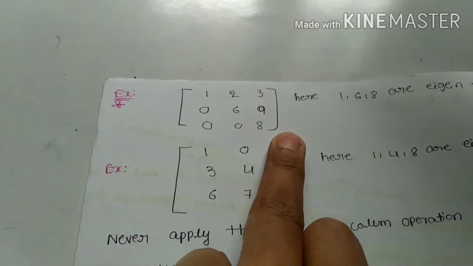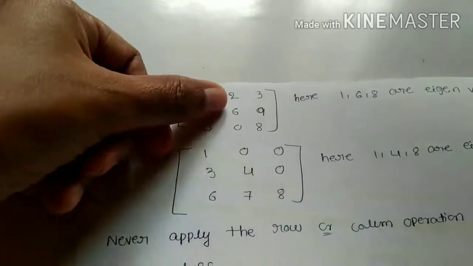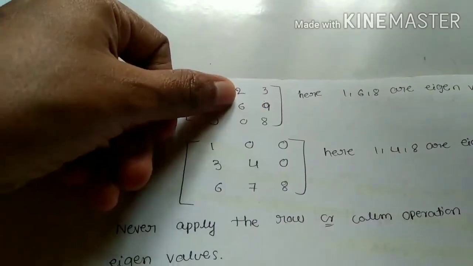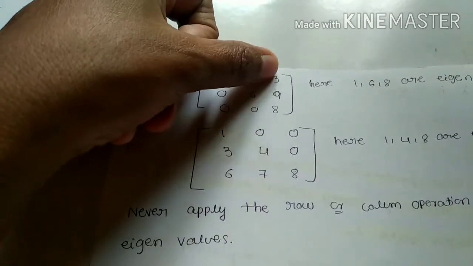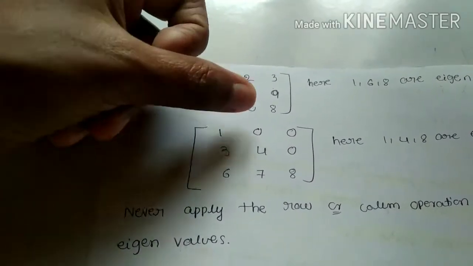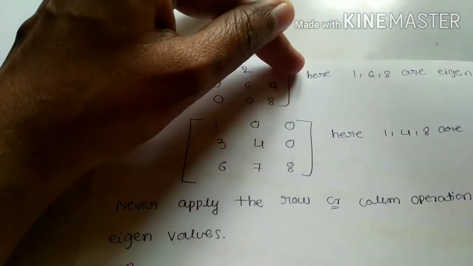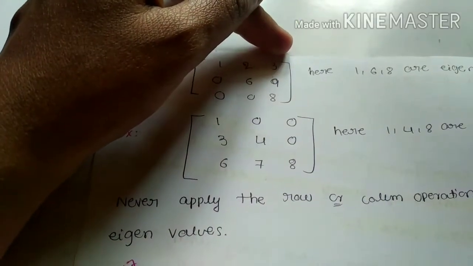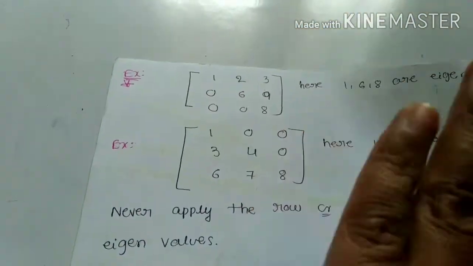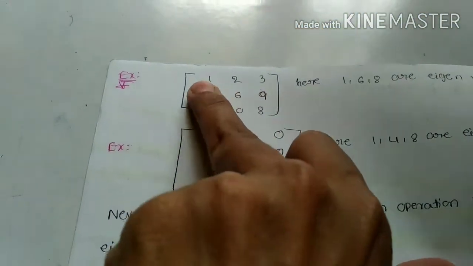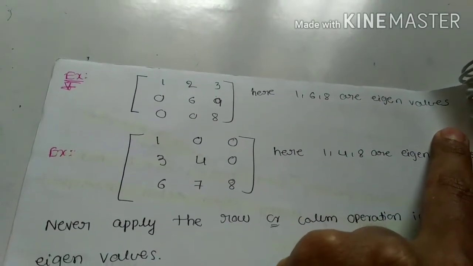So upper triangular means what? These are the principal diagonal elements. If elements are present above the principal diagonal elements, and the below are all 0, then you can say it is an upper triangular matrix. Just keep remembering like this. So the given matrix is upper triangular, then of course what are the eigenvalues of this? 1, 6, 8. These are the eigen values.